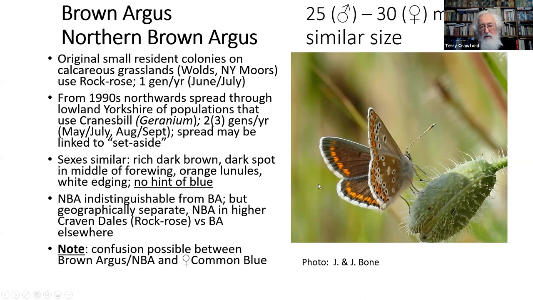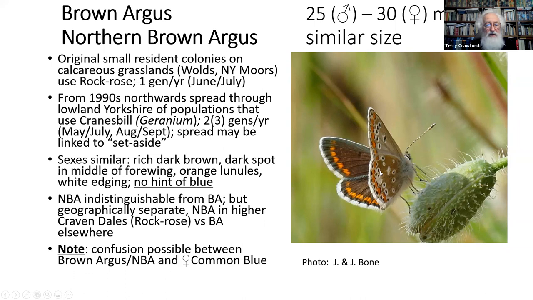Now, we've sometimes got a slight problem. Remember, the female common blue sometimes can be a rich dark brown on its upper surface without any hint of blue. So there's a problem. How do you tell the difference between a female common blue of that type and a brown argus? Well, if you look on the underside of the forewing of a brown argus, there isn't a spot there where there is one in the common blue. And also there's a couple of spots that occur there that look like an hourglass or a colon.